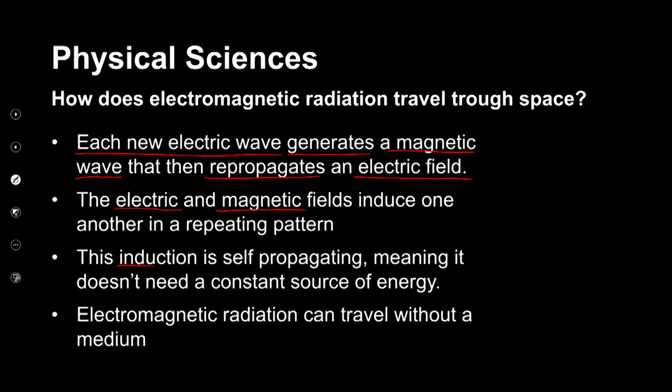This induction is self-propagating, which means that electromagnetic radiation does not require a constant source of energy. And this is also why electromagnetic radiation can travel without a medium, because an electric field and a magnetic field do not require a medium.